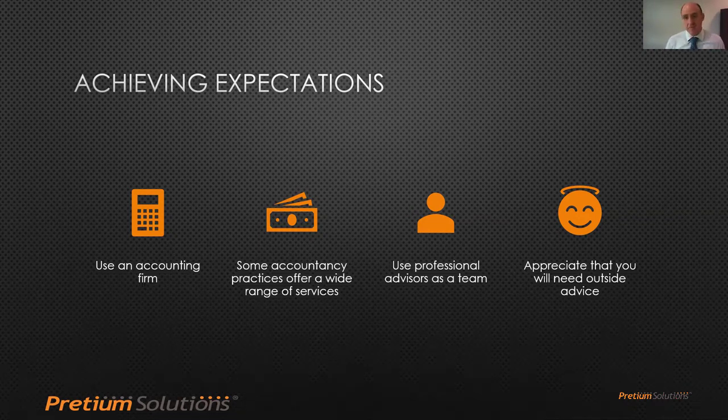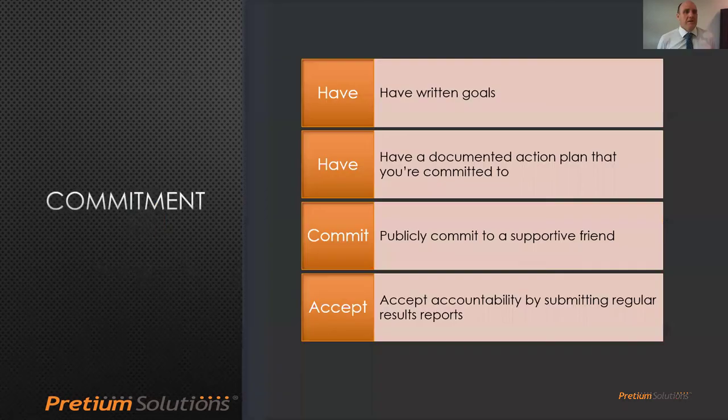But one of the things is you need to appreciate that as a business owner, you can't do everything and you are going to need to get outside advice and help. So I encourage you to do that. So to make a business plan happen, we need to have written goals, have a documented action plan, commit publicly to it, and you know, supportive friends are great, but one of the things we do is we act as your accountability. You can commit to us and we'll hold you accountable with managing what are the results that you're achieving and how do they line up with your expectations and what you're planning and working towards. So that's where you need to be committed to your plan.